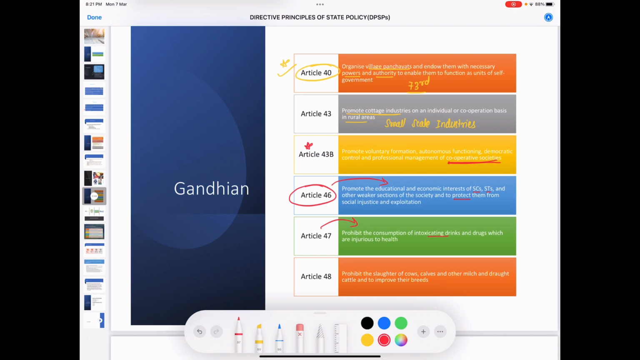Now, Article 48: prohibit slaughter of cows, calves and other milch and draught cattle and improve their breeds. There is a lot of news related to livestock coming up in current affairs, so you can relate this article immediately to that particular topic. Article 48 is all about milch animals and not slaughtering them. Instead, work on improving their health and improving their breeds, right?